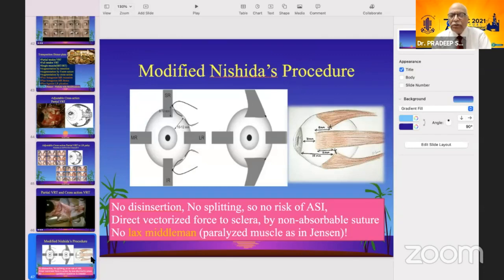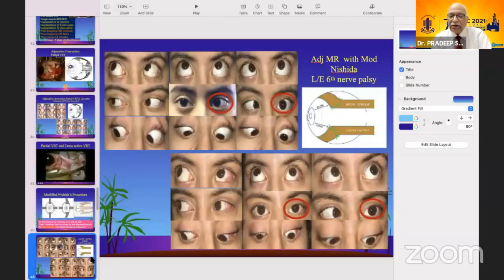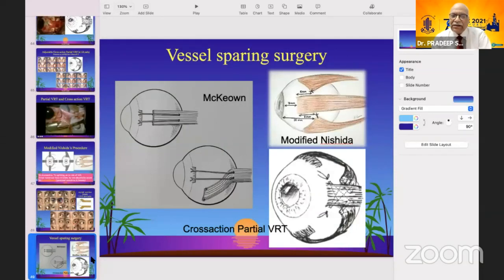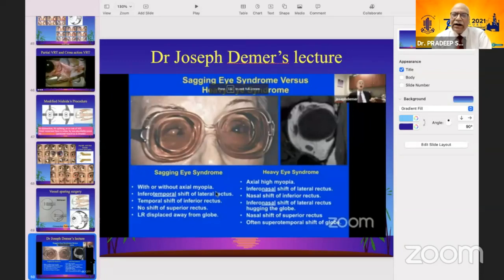Modified Nishida is a good procedure, which we are finding more and more useful now because there is no disinsertion, no splitting, no risk of anterior segment ischemia. We are directly vectorizing the force through the sclera. I say this is like a direct bank transfer technique, when there is no pilferage from the middleman. The middleman, which was there in Jensen's procedure, the paralyzed muscle itself, is better avoided because the effect may be lost in time. So modified Nishida is a very good procedure, and in a way it is vessel-sparing surgery.